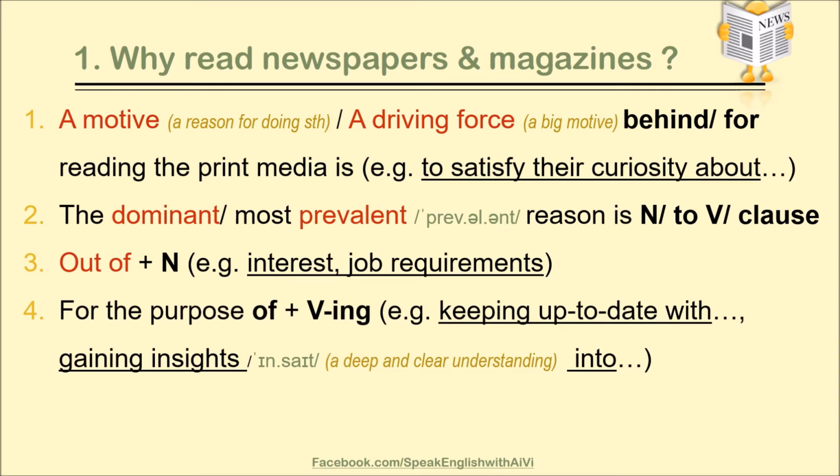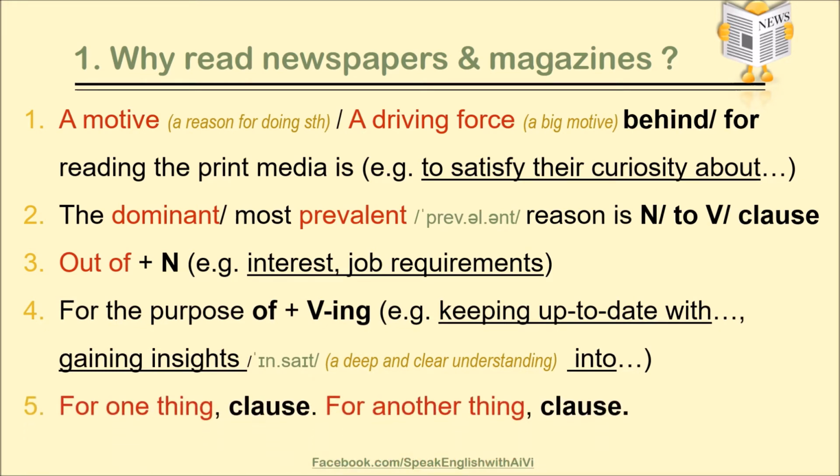For the purpose of. And finally, we have for one thing, for another thing. This is a very common pair to talk about reasons. For one thing means the first reason is. For another thing means another reason is.